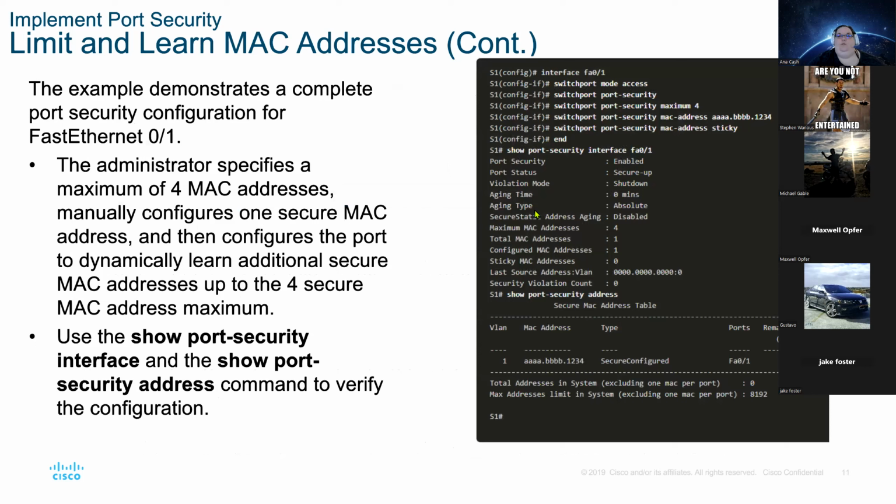And this shows what it would look like. In this example, this one demonstrates the complete port security configuration. The administrator specifies a maximum of 4 MAC addresses, manually configures 1 secure MAC, and then configures the port to dynamically learn additional secure MAC addresses up to the 4 secure MAC address maximum. And then use the show port-security interface and the show port-security address command to verify your configuration.